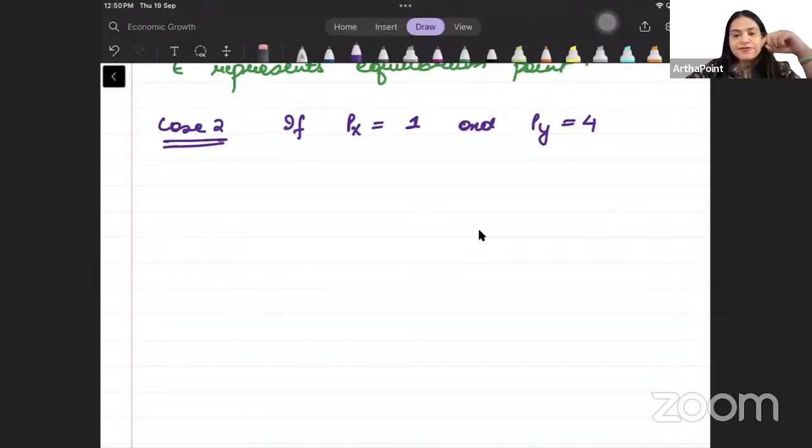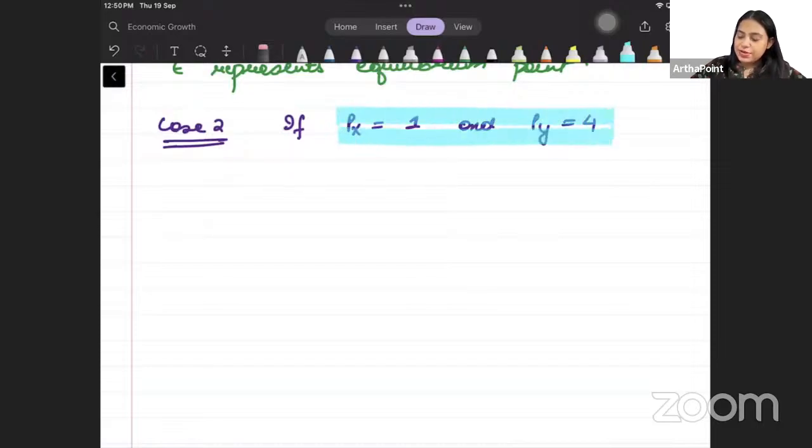Because if someone has answered the first part correctly, the examiner knows that they know the concept, they know things well. And if they know things well, then we are sure that the second part will also be correct. So no need to explain these things again. So you can just begin in this case now, that you are given that Px is 1 and Py is 4.